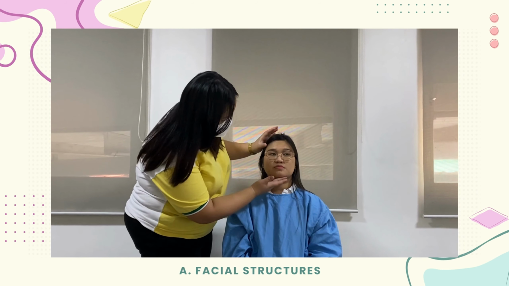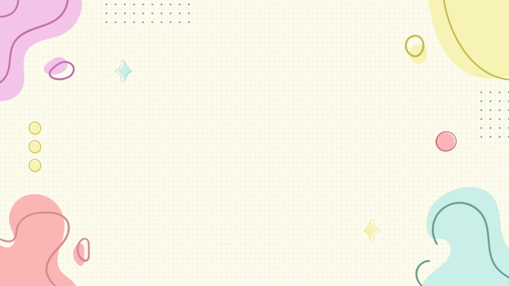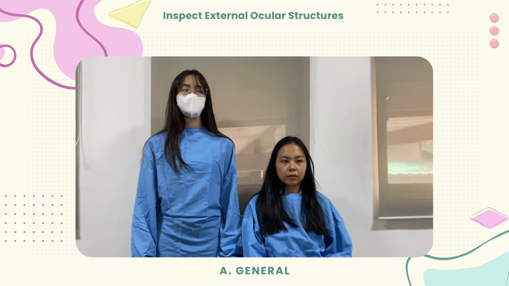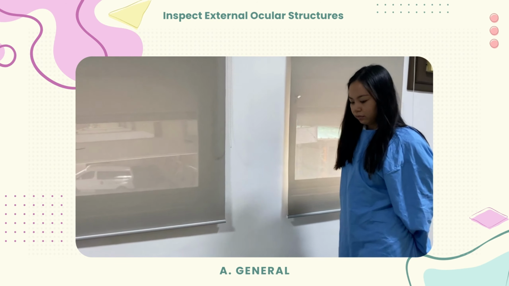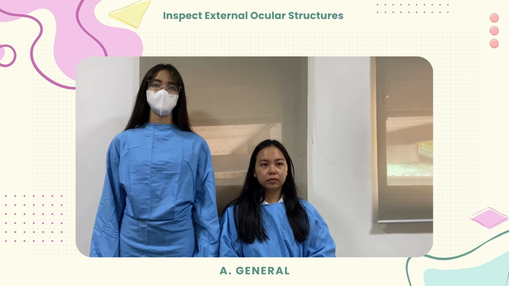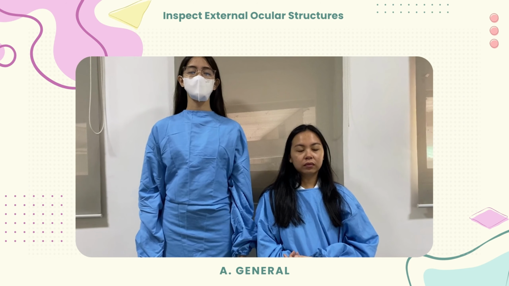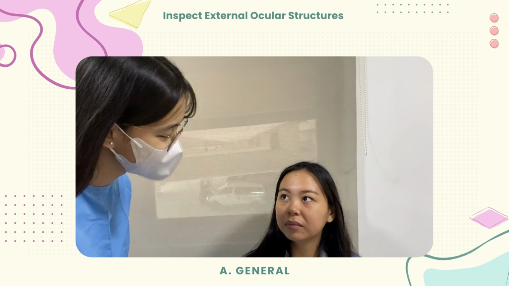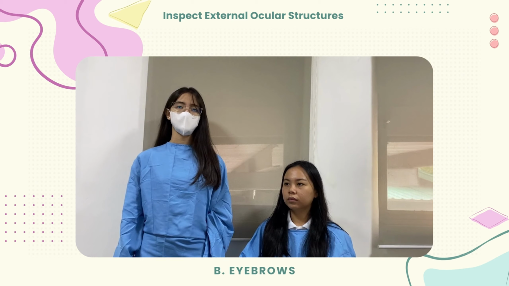Inspect the face, noting the facial expression and its appropriateness to behavior or reported mood. Inspect the eyes. Inspect external ocular structures. Note the person's ability to move around the room. Note also the facial expression. Inspect the eyes for size, alignment, and placement. Inspect the eyebrows. Look for symmetry between the two eyes.